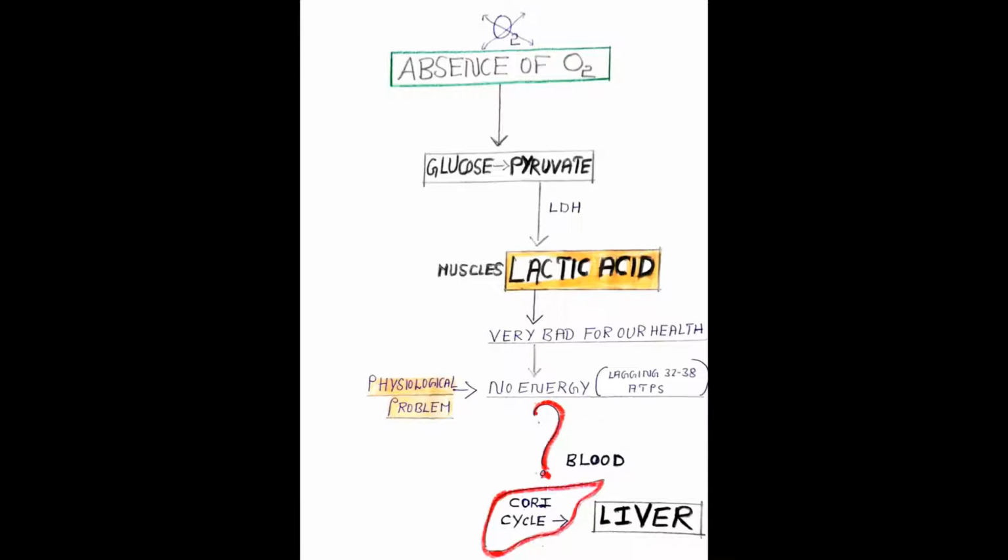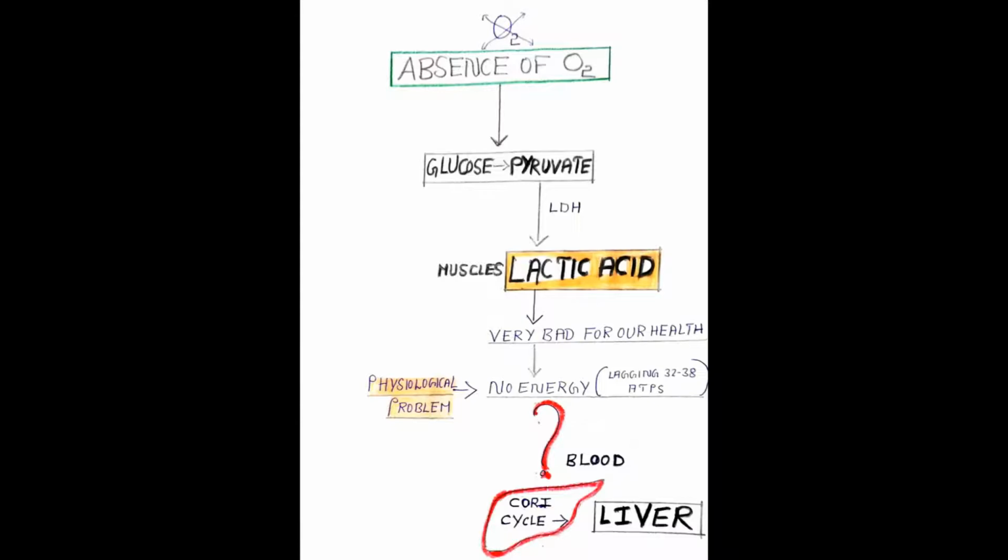But there is no energy production. You all know oxygen is the terminal electron acceptor. If there is no oxygen, no energy production. Pyruvate is converted to lactic acid with the help of an enzyme, lactate dehydrogenase. So lactic acid accumulates in our muscle tissue, which is very bad for our health. It's a physiological problem. Because there is no oxygen, there is no energy. Already we are lacking 32 to 38 ATP molecules, and lactic acid is accumulating in muscle.